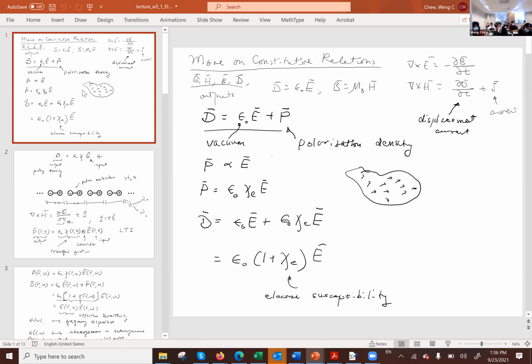And so constitutive relations also define material properties, and they are very important. And simply put, they can be written in this manner for a linear system, only for a linear system. Only if P is linearly proportional to E, then you can simplify it in this manner.